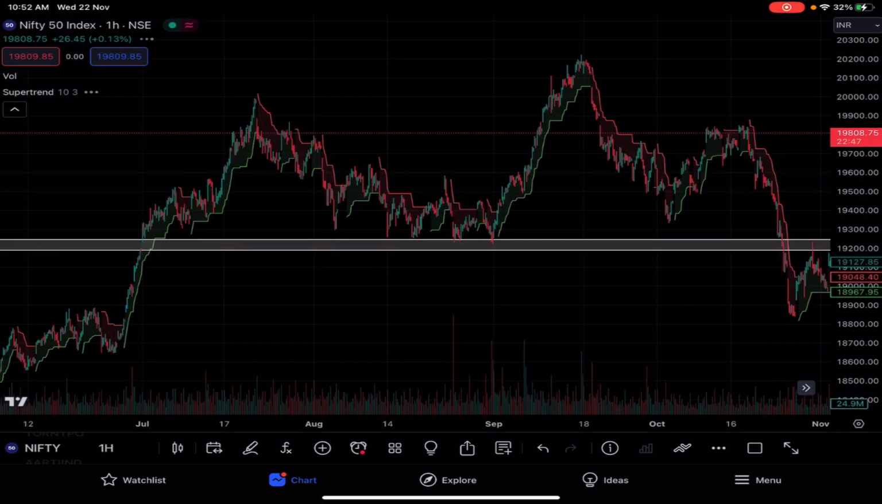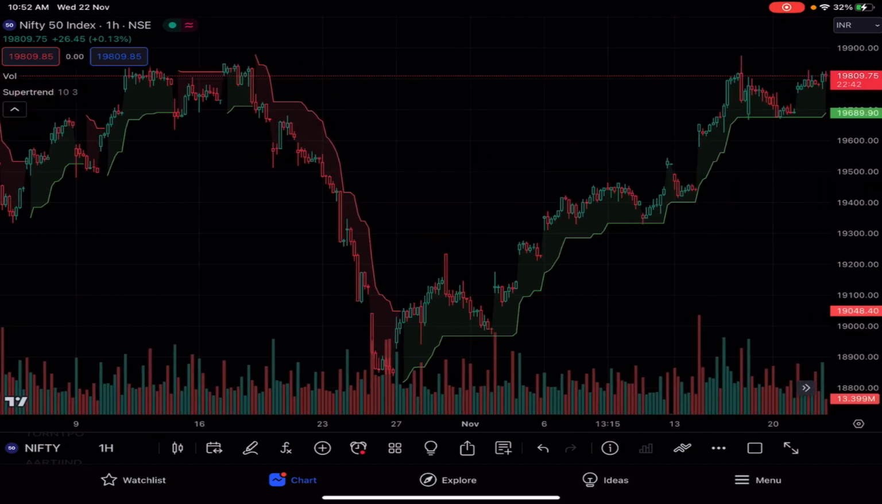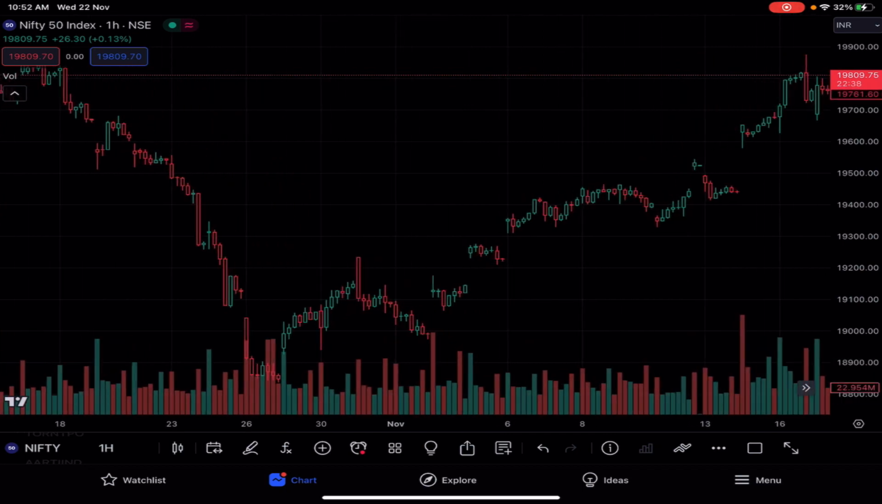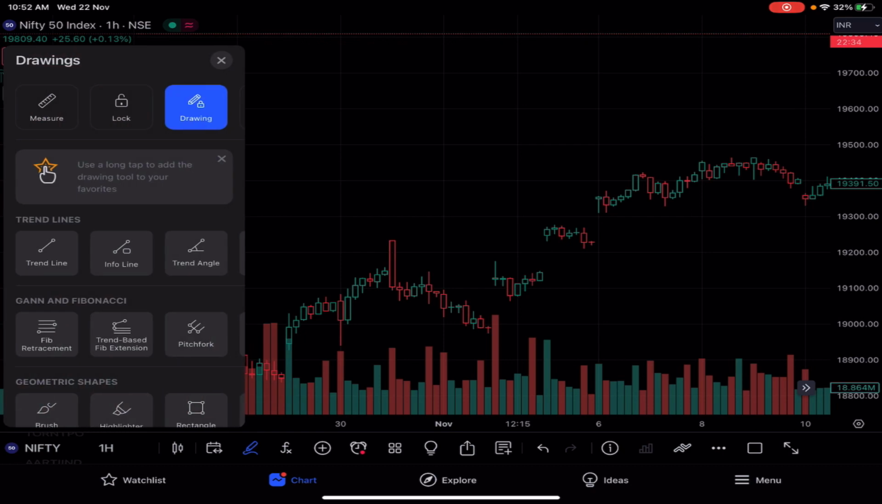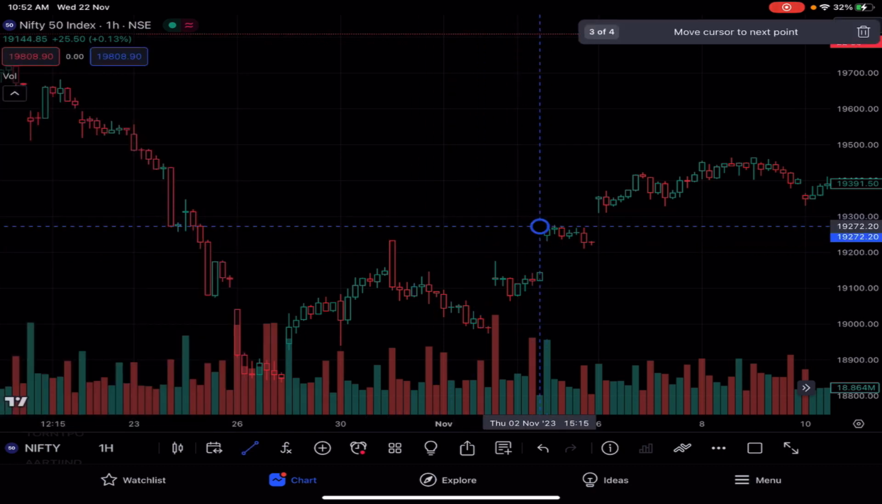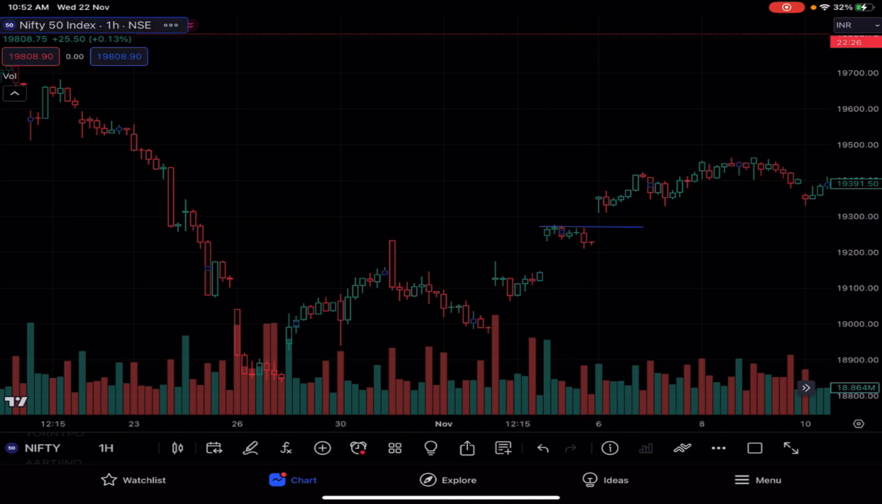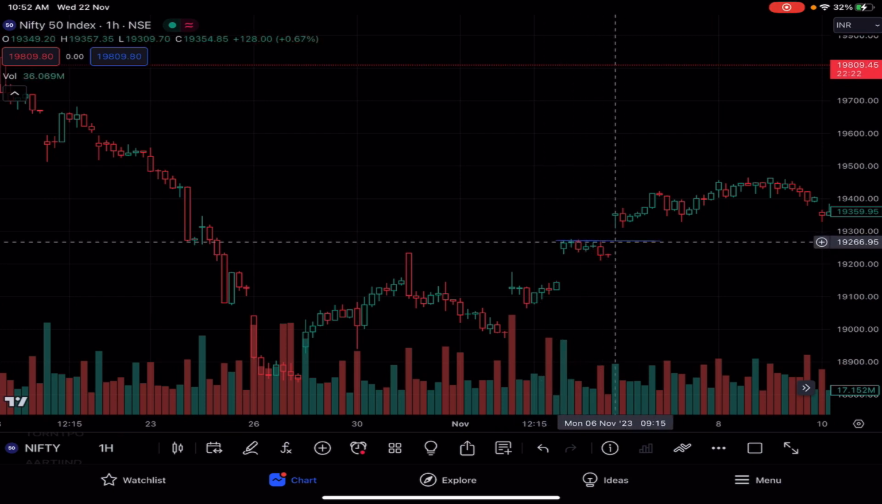Let's go to an hourly chart. Let me remove everything. I have my super trend, I'll remove that also. It's okay. So, for example, let us take an example that this is my resistance region, right? This is my resistance region. The price tried to go up and it's stuck, it couldn't cross past this.